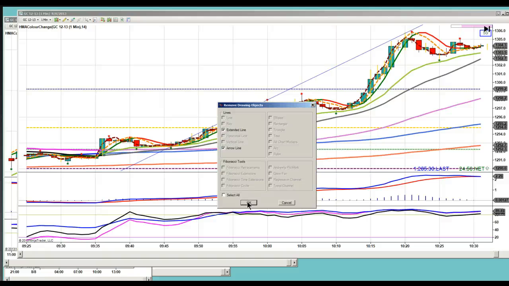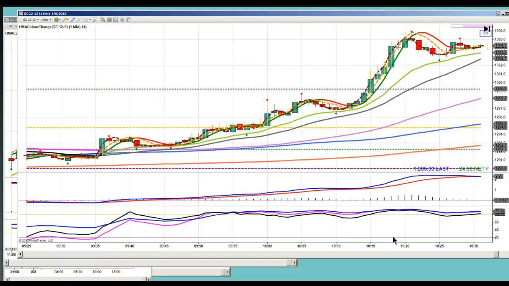Now, there's one more thing we're going to look at before we do this on the replay. And this is the most important detail that's going to help you further choose better counter trends over the ones that are fake outs.